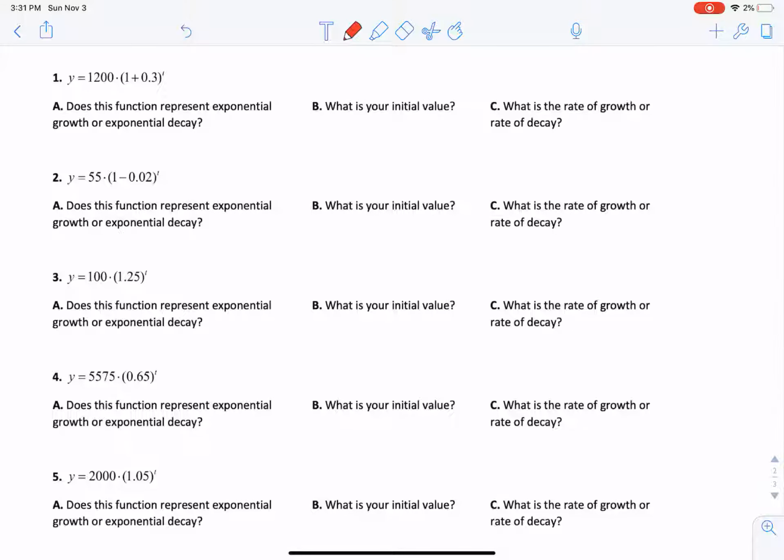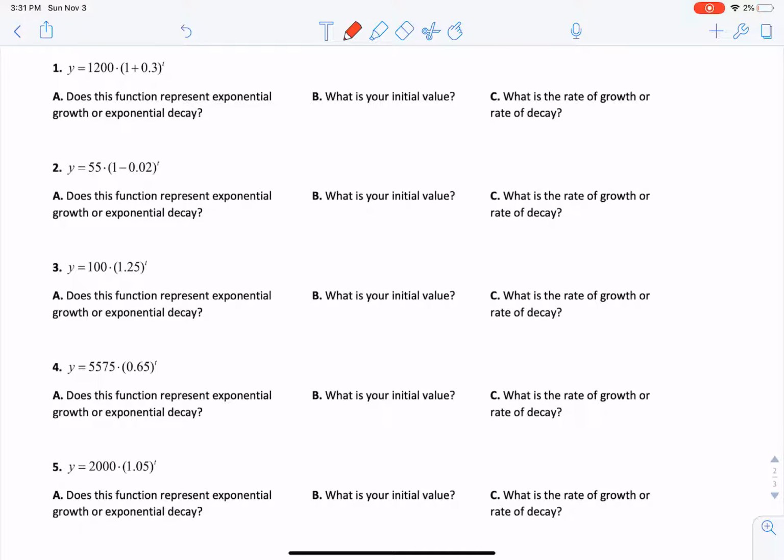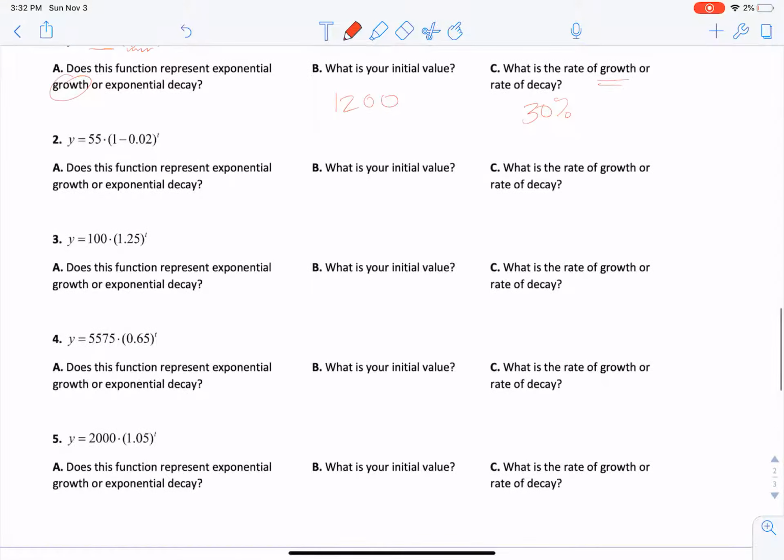So just looking here, these next few questions, 1 through 5, we can just talk about them together. So this right here, I have a starting value. I'm raising it to an exponent, and I have 1 plus 0.3 or 3/10. So since this is a plus sign right here, this represents growth. My initial value is 1,200, and the rate of decay or growth, in this case it's growth, is 30%. This guy right here is a minus, so we're talking about decay. My initial value is 55, and the rate is 2%.